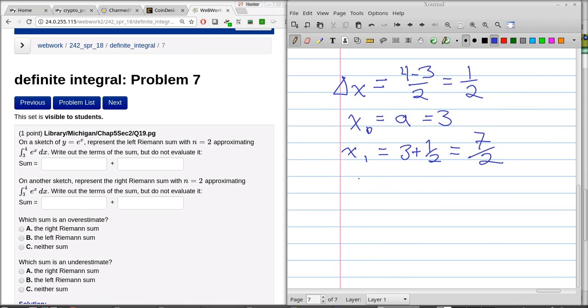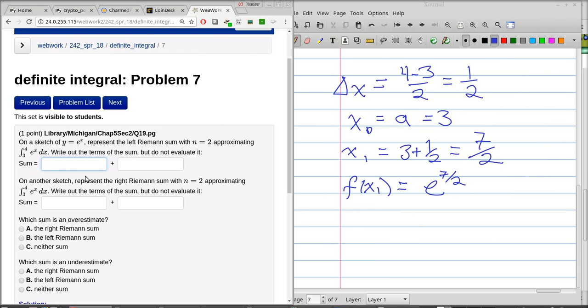And great. So what is f of these things? F of x1, the function here is e to the x, so this is going to be e to the 7/2, for example. So the first one is going to be 1/2 times e to the, need some parentheses here, x0, which is 3. I'll just write 3. This one is going to be 1/2 times e to the 7/2. And here parentheses are important.